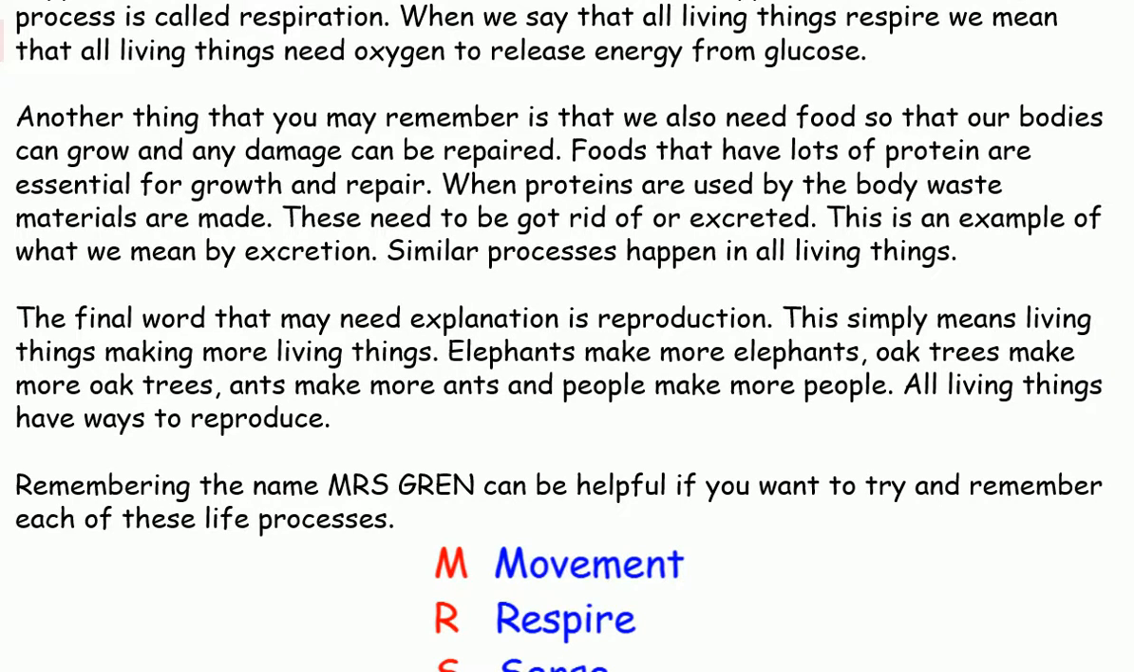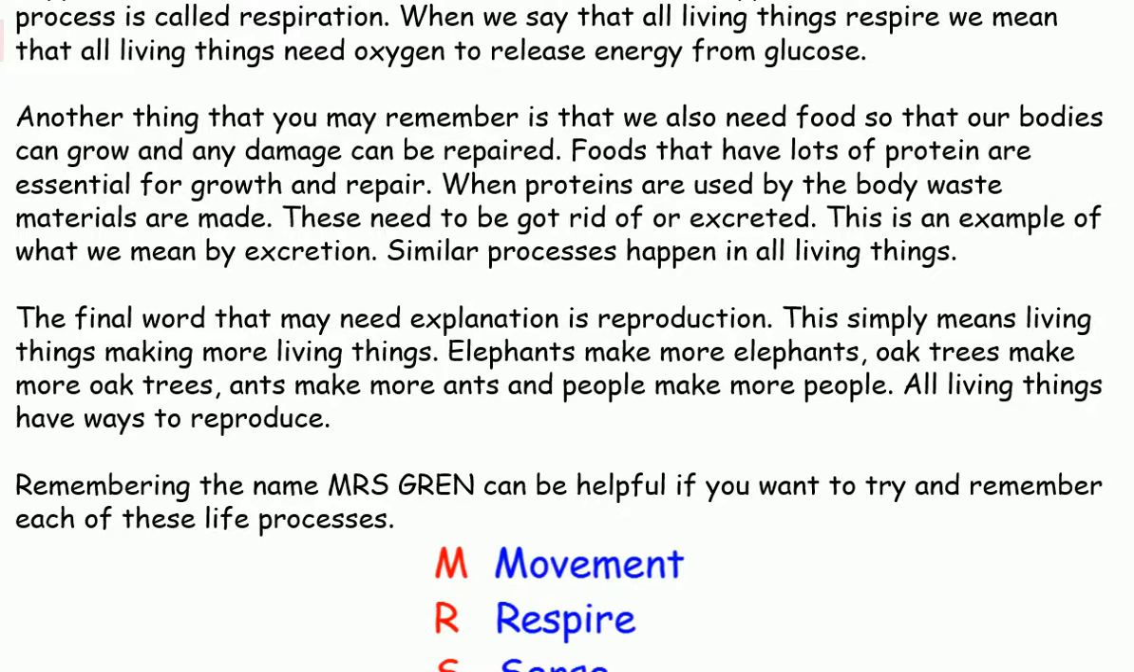Another thing that you may remember is that we also need food so that our bodies can grow and any damage can be repaired. Foods that have lots of protein are essential for growth and repair. When proteins are used by the body, waste materials are made. These need to be got rid of, or excreted. This is an example of what we mean by excretion. Similar processes happen in all living things.